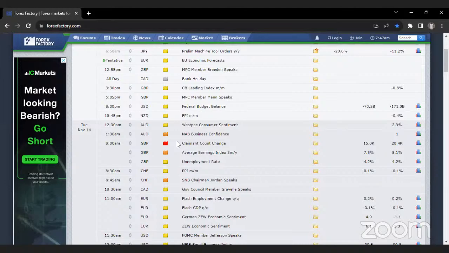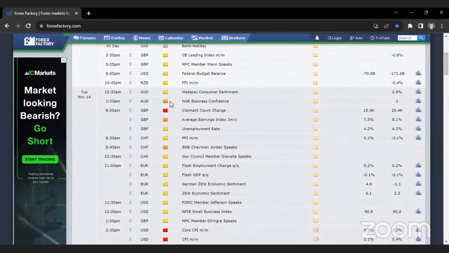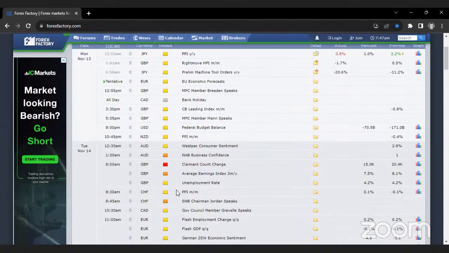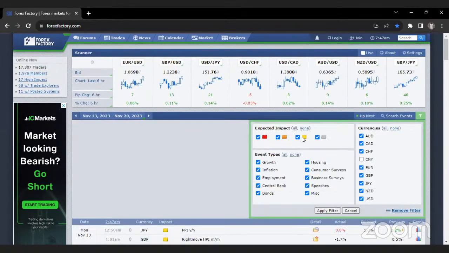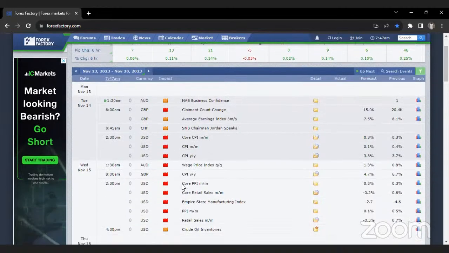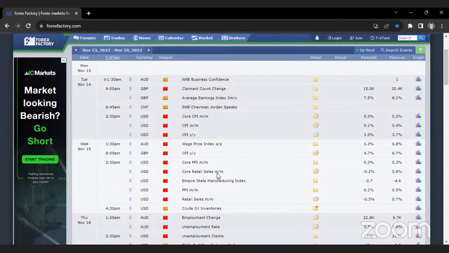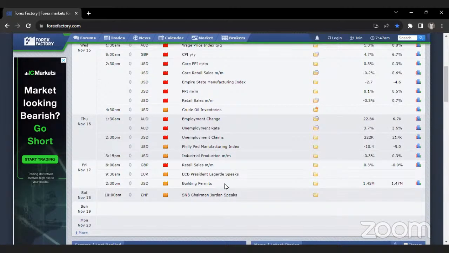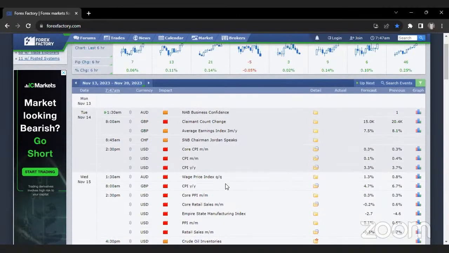Tomorrow we have one for Great Britain pounds, AUD and USD. Let me remove the low and no impact. Tomorrow we have USD CPI. Wednesday we have PPI USD. Thursday we have USD unemployment claims. Friday as well, so we expect a lot of high impact news on the USD for this week.